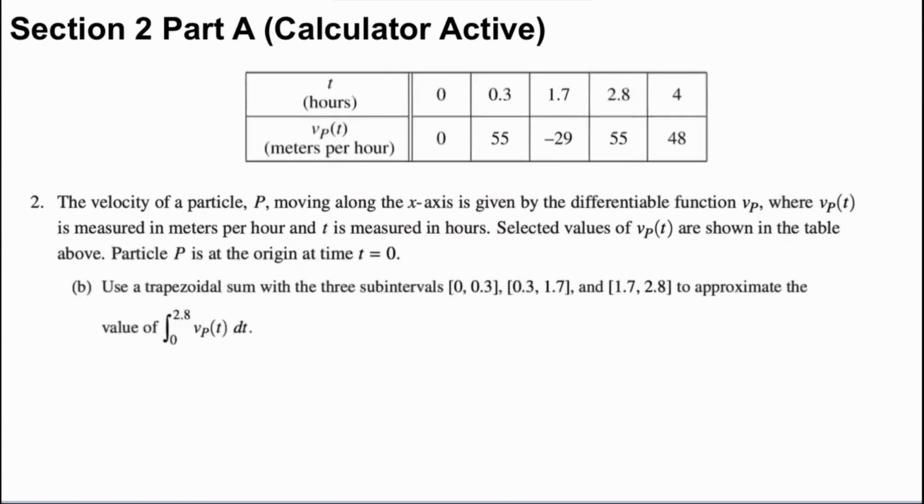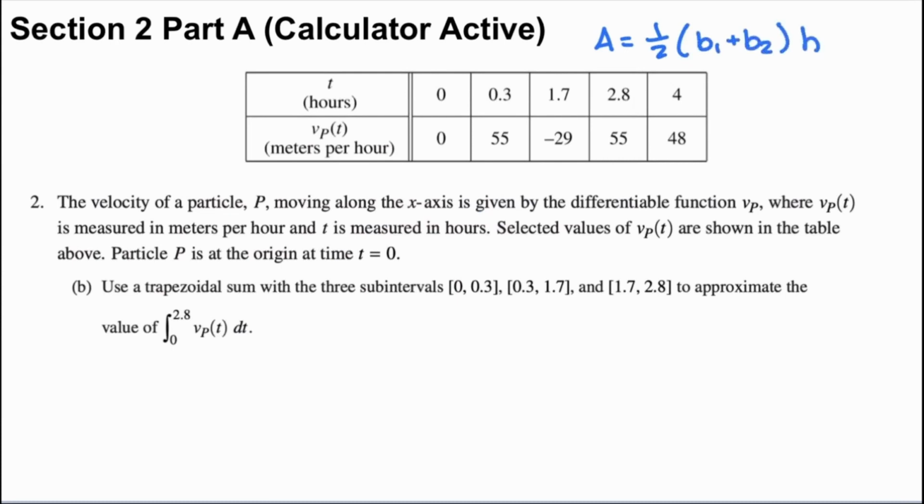Now for 2b, we're going to be using some Riemann sums. We're going to use a trapezoidal sum to be specific, with 3 subintervals to approximate the value of the definite integral from 0 to 2.8 of Vp of t dt. So the general form of a trapezoidal sum takes from the area of a trapezoid, which is going to be equal to 1/2 base 1 plus base 2 times the height.